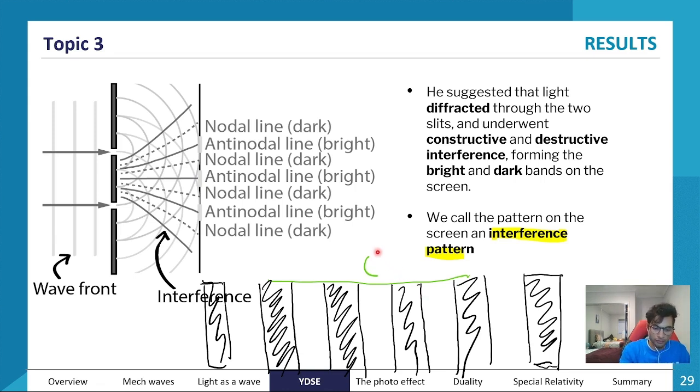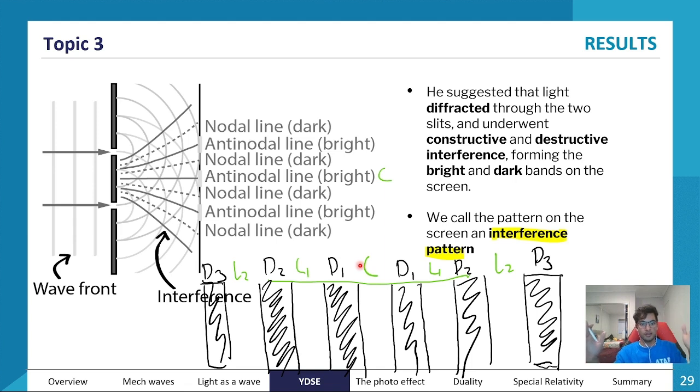Just for reference, I'm going to say this is the center. This is our dark one, dark two, and dark three, and in the middle we have light one, light two. So this is our center. Next to the center we have two dark patches, and then next to that we have two light patches, and then two dark patches, and then light patches.